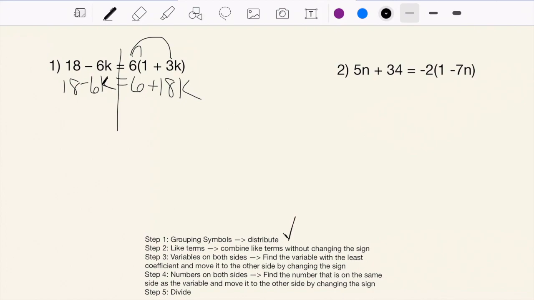Step 2, like terms on the same side. Nothing we can combine on this side, nothing we can combine on this side. So I'm going to go on to step 3. Variables on both sides. So both sides of this equal sign have a k on them. So we're looking for the smaller number, the smaller coefficient in front of the k. So since 6 would be less than 18, I'm going to go ahead and add 6k to both sides. And remember, we want the k's to go with the k's, so we're lining up that k right here and not adding it here.